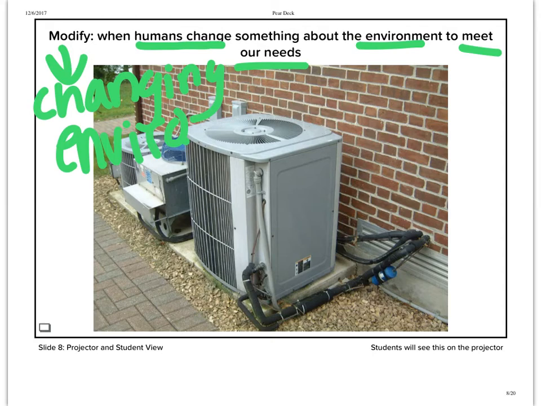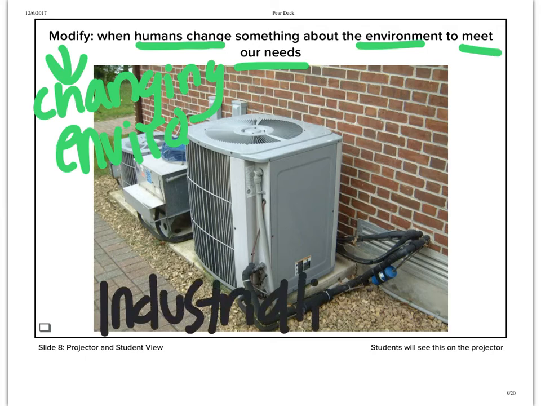If you ever see me put enviro, that's my shortcut for environment. So we modify the environment all the time. This really started once we industrialized. If you think about industrialization, we've talked about it twice now in this class, and we're going to talk about it again in this unit.